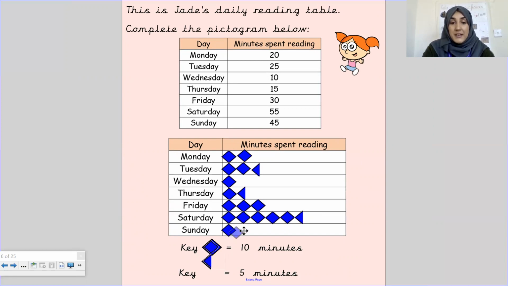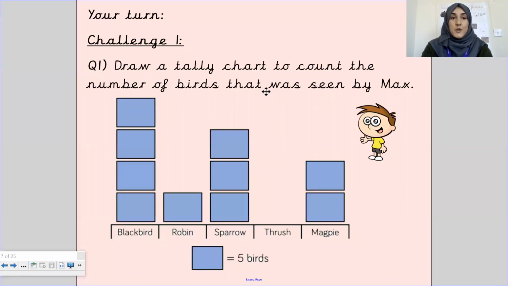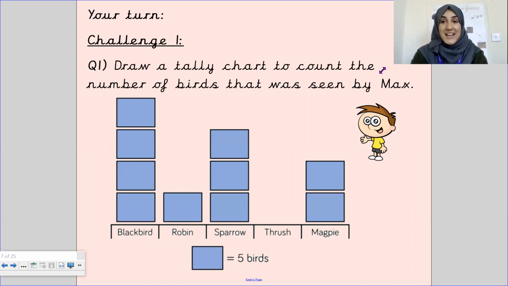So this, because I'm doing it very, very slowly, very nicely and neatly, it's taken me a little bit of time to sort these out. So, okie dokie. There we go. We have completed the pictogram together. Okay, we have now moved on to your turn. Okay, so this is your part of the lesson where you need to complete your challenge. So, challenge 1, question 1. It says, draw a tally chart to count the number of birds that were seen by Max.